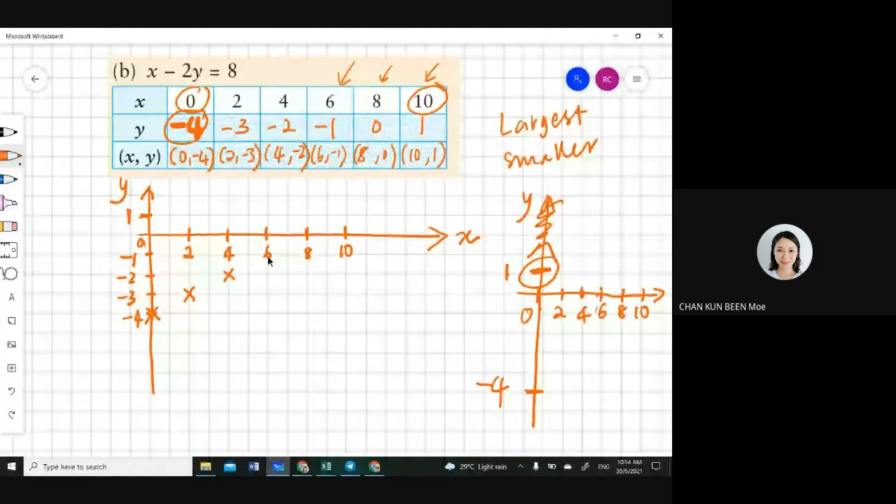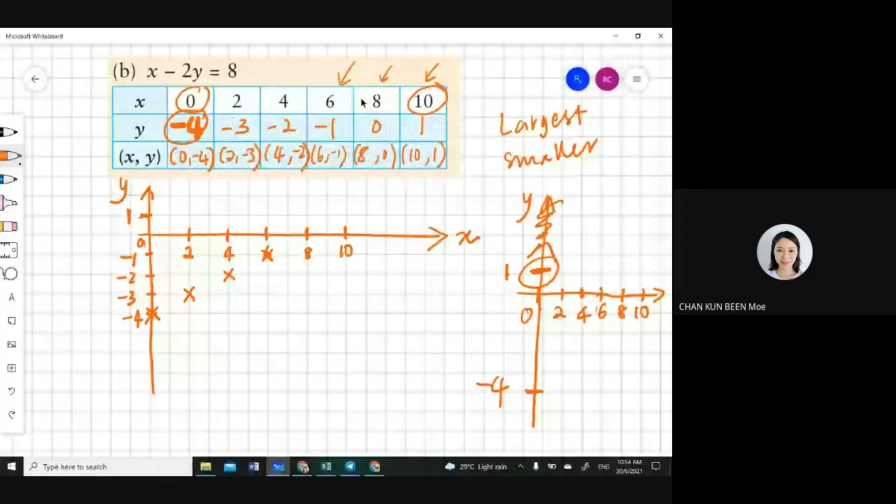Actually, I want to use the Jamboard. Then later on, you can plot for me all the points. I want to see whether you can plot the points or not. But because a lot of you are playing with it, I can't. I have to move back here. Then 10, 1. So 10, 1 is here. Okay, you refer to the coordinate.